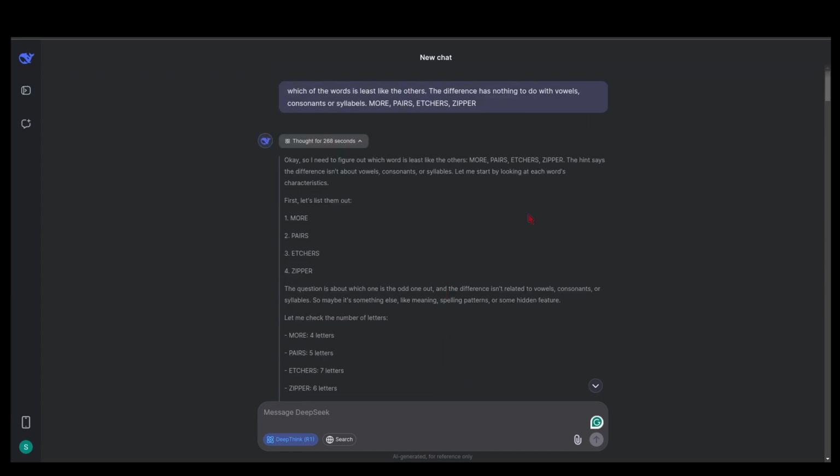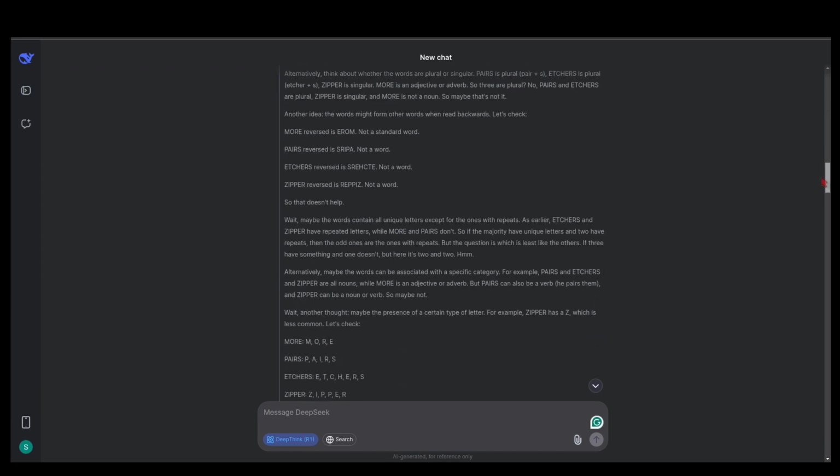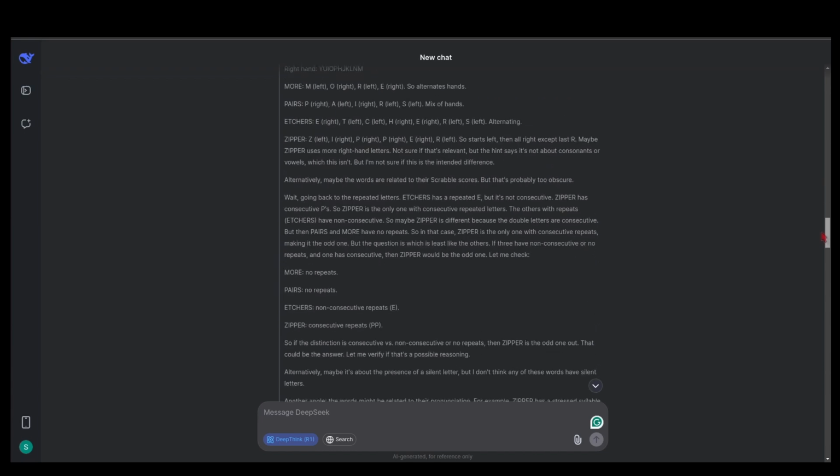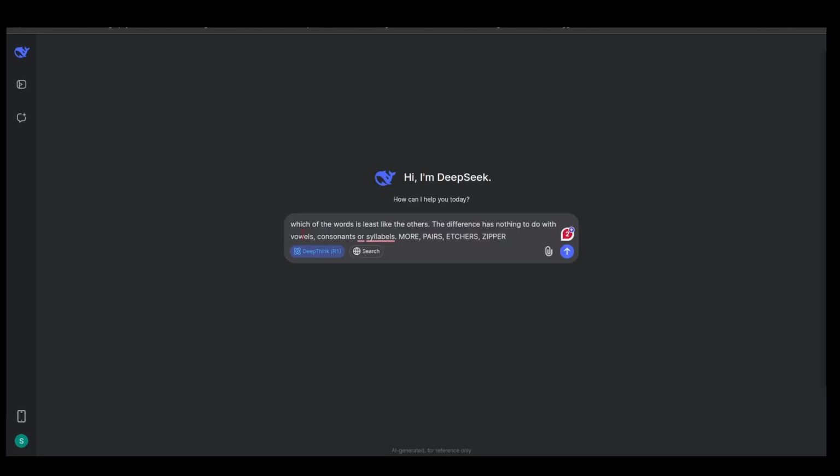We can see where it started, and we can see the length of reasoning as we scroll through. That's quite a lot of reasoning. It's literally thrown all the text at us, and the reason it gives is that zipper is the only word with consecutive double letters, the double P, while the others have no repeated letters at all. The distinction here is based on the presence of adjacent repeating characters, which is unrelated to vowels, consonants, or syllables. Like I said before, I'm asking the same question.